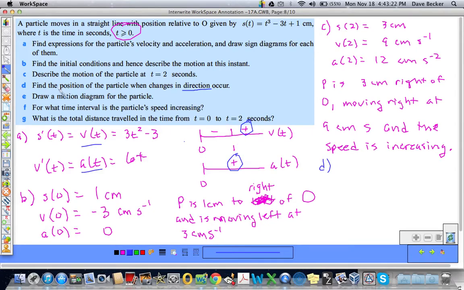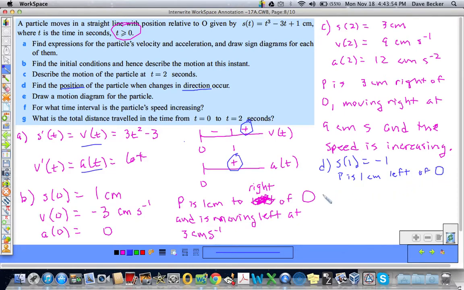Now they're asking for the position, so we're going to use our position function or displacement function for t equal to 1. So s of 1, replacing t with 1, is going to be equal to -1. So what does that mean? That means that P is 1 centimeter to the left of the origin.